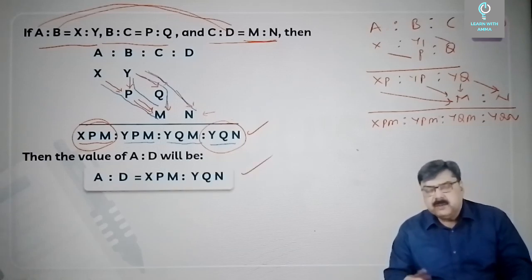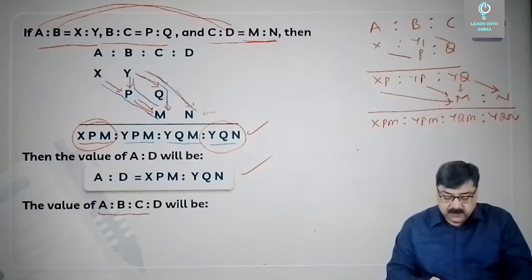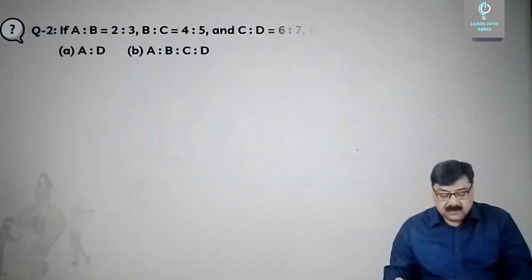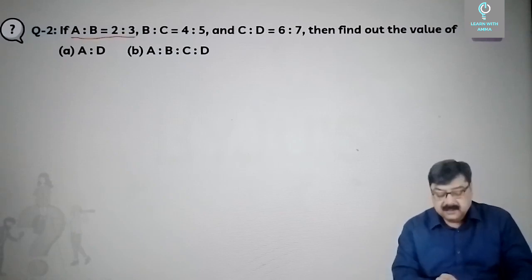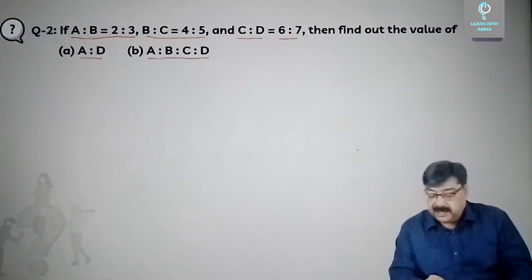Now we will be solving questions based on this particular concept. So what will be the value of A is to B is to C is to D, the one which is given here in front of you. Let's have a look at the question. If A is to B is 2 is to 3, B is to C is 4 is to 5, C is to D is 6 is to 7, then find out the value of A is to D and also A is to B is to C is to D.